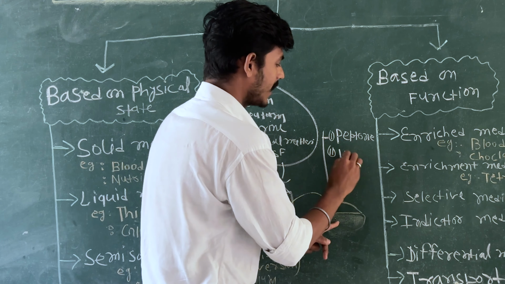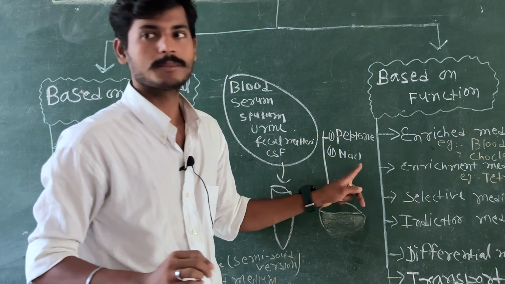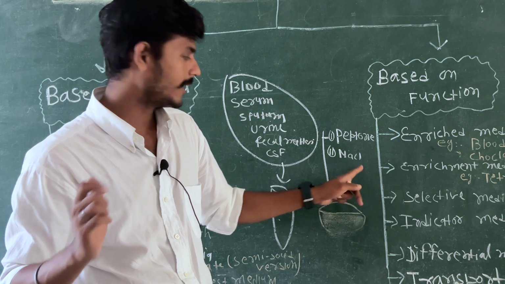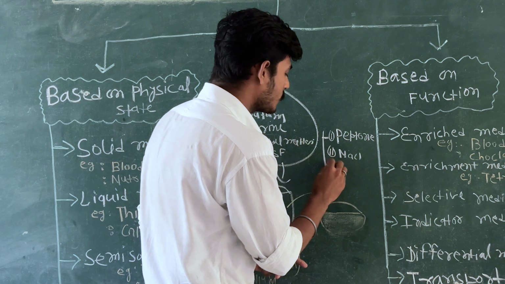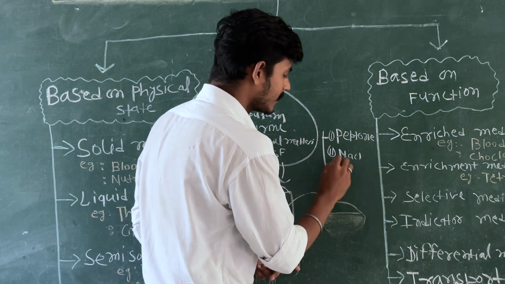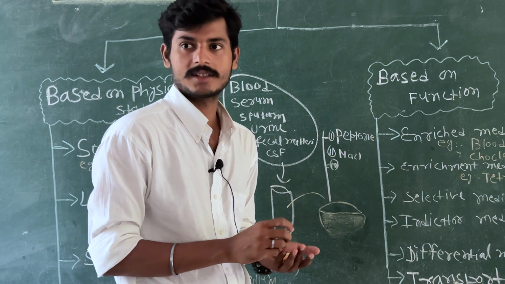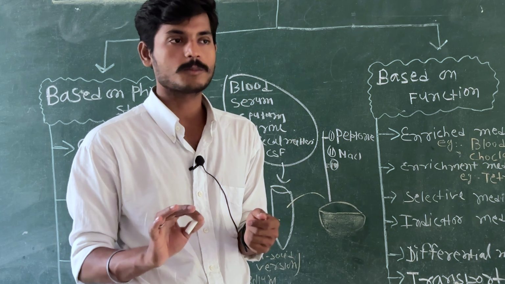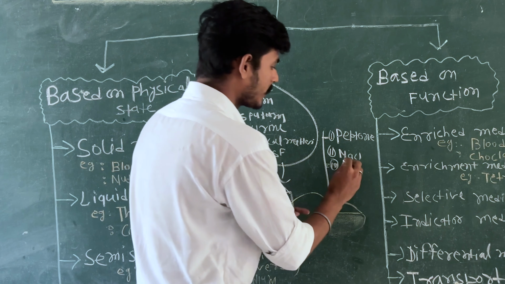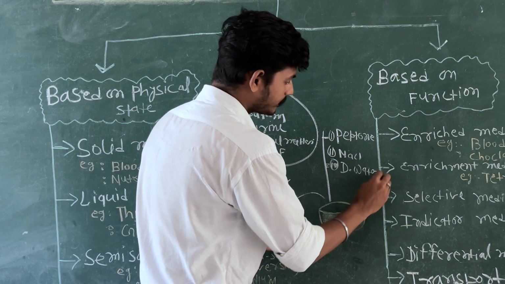What is NaCl? Yeah, sodium chloride. It is basically an electrolyte. Then another thing which we are going to add here is water. Basically not normal water, it is distilled water. So we are adding here distilled water.